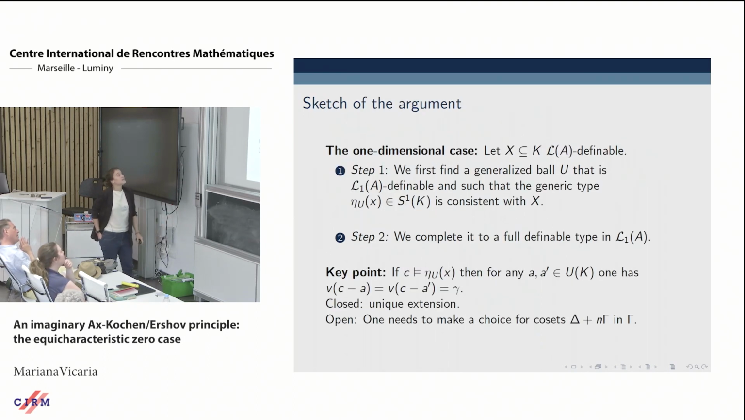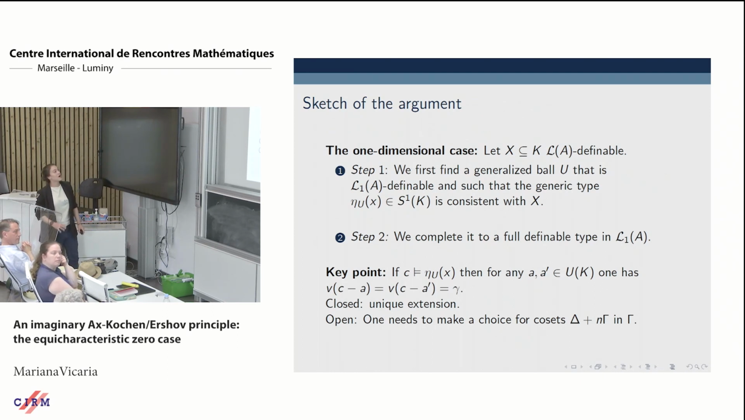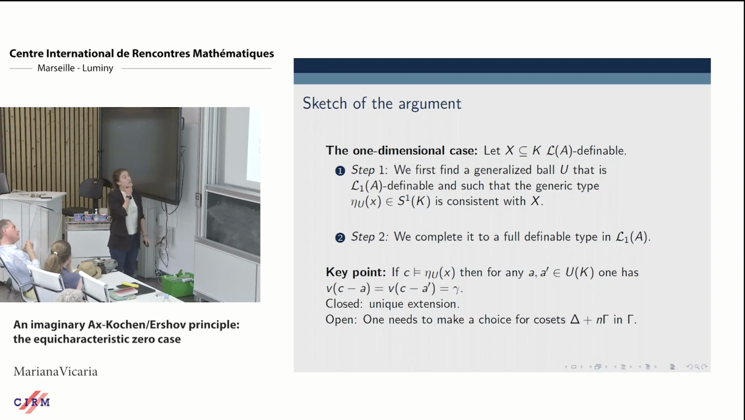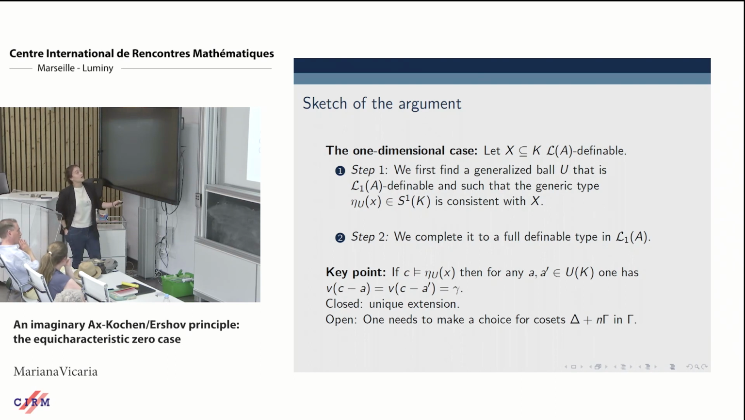And let me maybe give you some sketch of how the argument goes for this. So for the one-dimensional case, we're going to pick up our favorite set that is going to be L-definable. And the proof goes in two steps. So the first one is we're going to find a generalizable U, definable in the reduct over A, such that the generic type is going to be consistent with X.